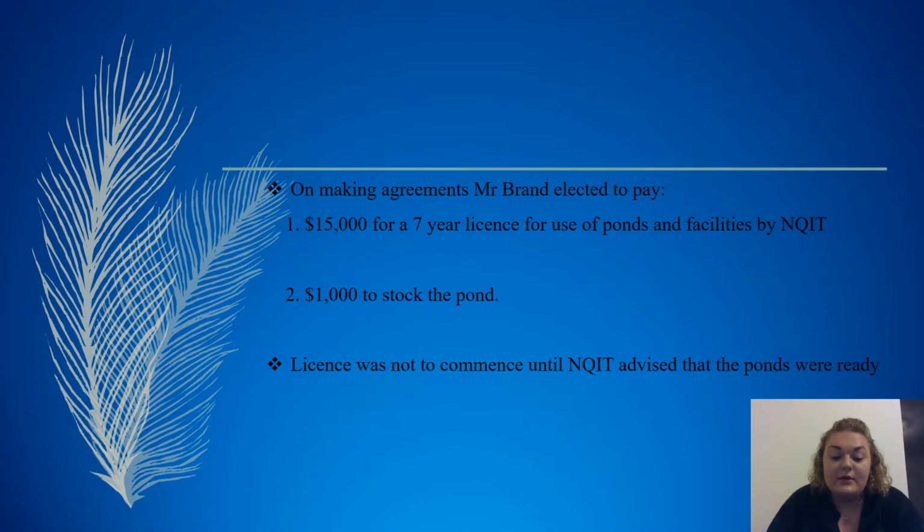On making the agreements, Mr. Brand elected to pay $15,000 in respect of a 7-year license for the use of the ponds and facilities constructed by North Queensland Industries, and furthermore $1,000 to stock the pond. This license was not to commence until North Queensland Industries advised that the ponds were ready, which was to be within a year of signing the agreements.